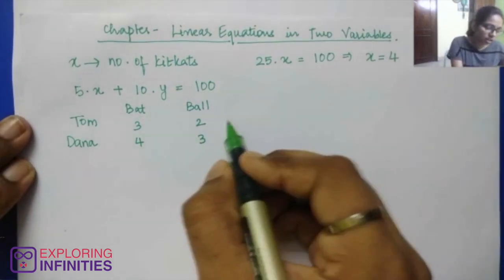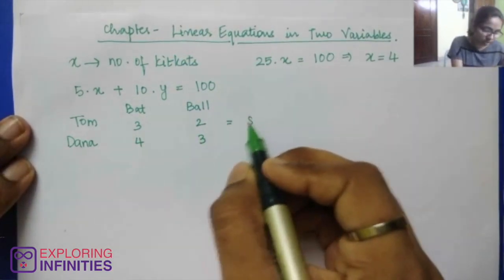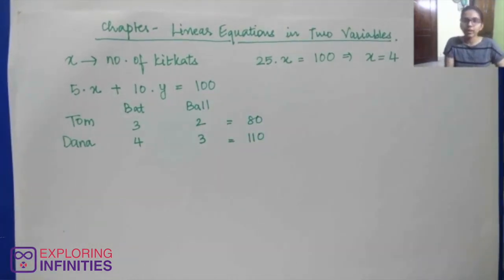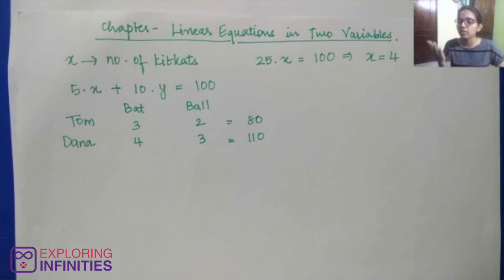Okay, so this entire thing cost Tom 80 rupees and Dana 110 rupees. So now when they both get back home, their mom asks them what exactly was the cost of a bat and a ball. So it means she's asking you the cost of one bat and one ball.